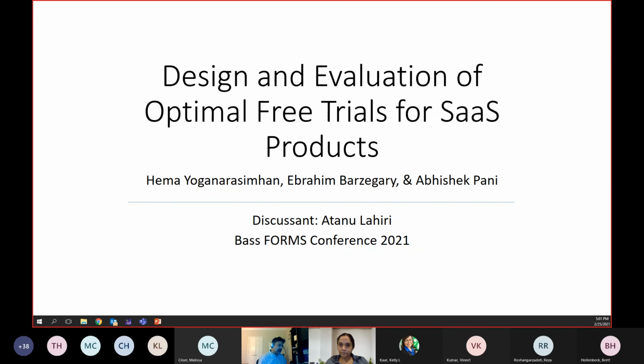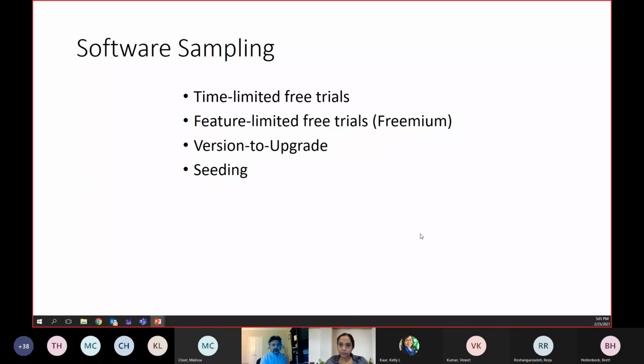The paper describes step by step how it constructs the variables, what the underlying assumptions are, and how it goes about estimating. Most of the sentences are very short, simple, sweet. So the paper is very easy to read and very well structured. I really enjoyed reading it. And the paper is in a very important area, which is software sampling.